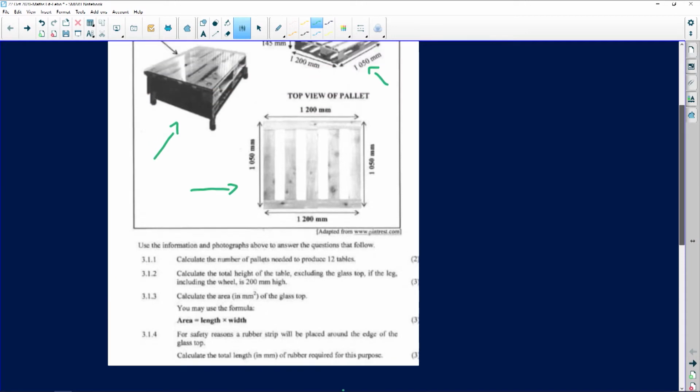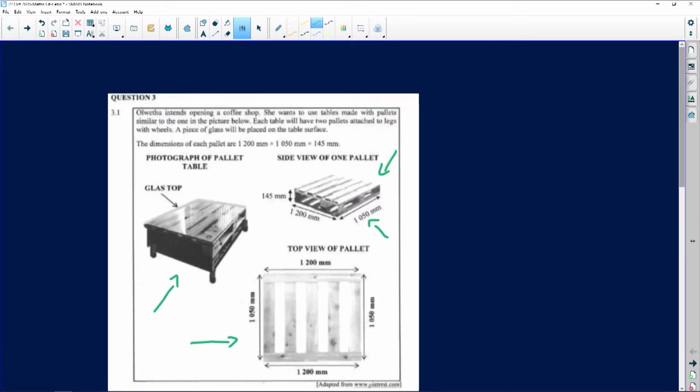Let's do that. That's 3.1.1. I am going to use this little part on the side here. So we're going to say 12 tables times 2 pallets each. That's going to give us 24 pallets. I didn't need to go and calculate that on my calculator because I know exactly what I am doing.